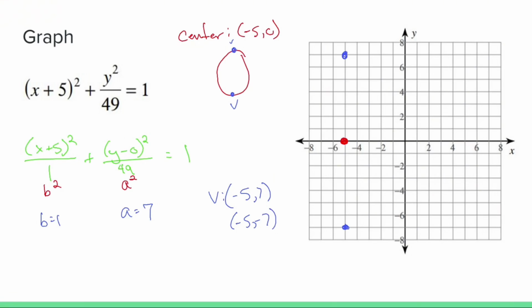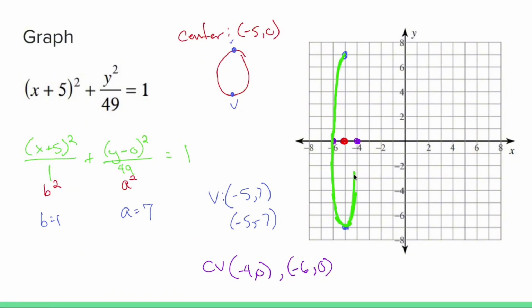My co-vertices are going to be attached to my b. That's only 1 unit away. So I'm going to go to the right one, put a dot there. I'm going to go to the left one, put a dot there. And my co-vertices are going to be at the points -4, 0 and -6, 0. Now that I have all the information that I need to draw this out, I have myself a very tall, very skinny ellipse.